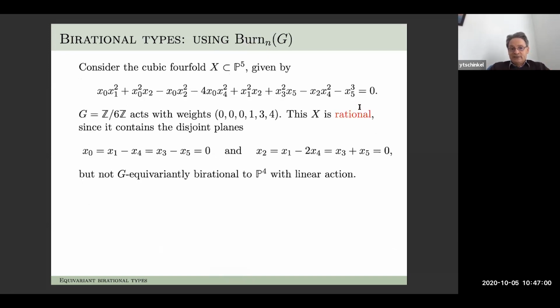Now let's look at the next example. This cubic fourfold is actually rational.